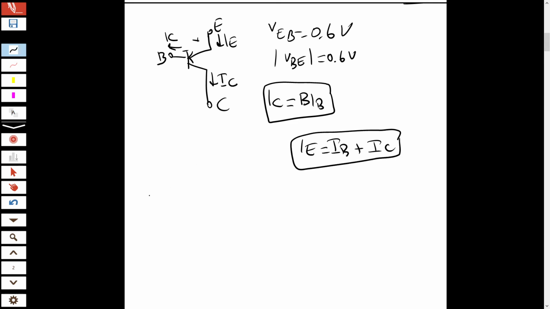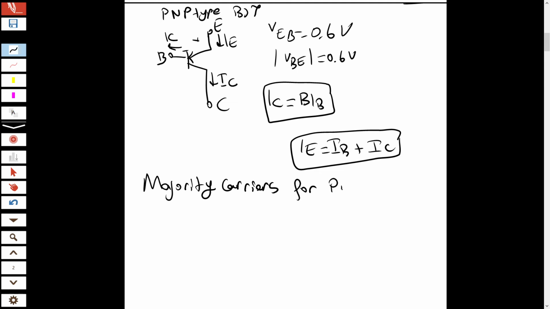So what changes? Majority carriers change. Majority carriers for PNP type BJT are holes.